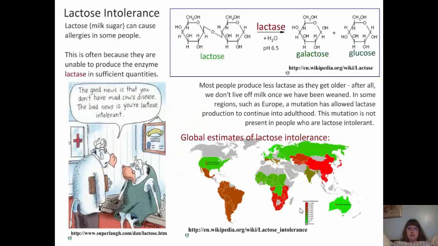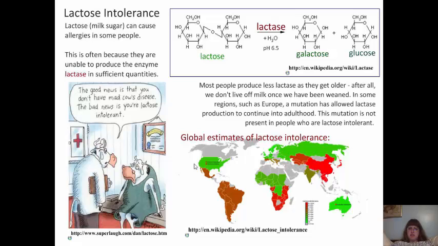All right, so lactose intolerance. Lactose is our milk sugar that's made of galactose and glucose, and lactose can actually cause problems in some people. This is often because they're unable to produce the enzyme lactase in sufficient quantities. Interestingly enough, most people produce less lactase as they get older. After all, we don't live off of milk once we've been weaned.